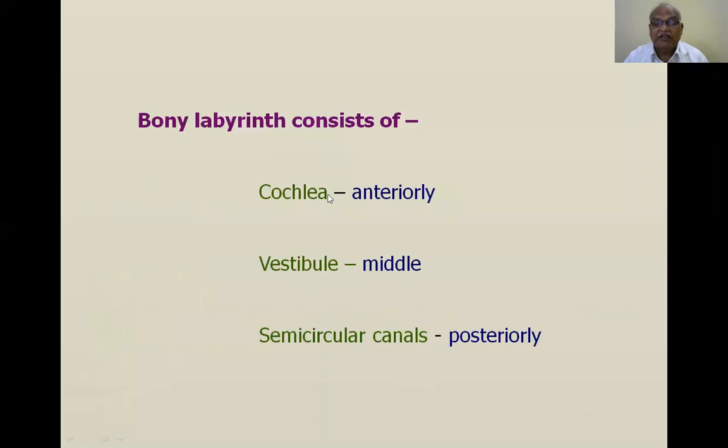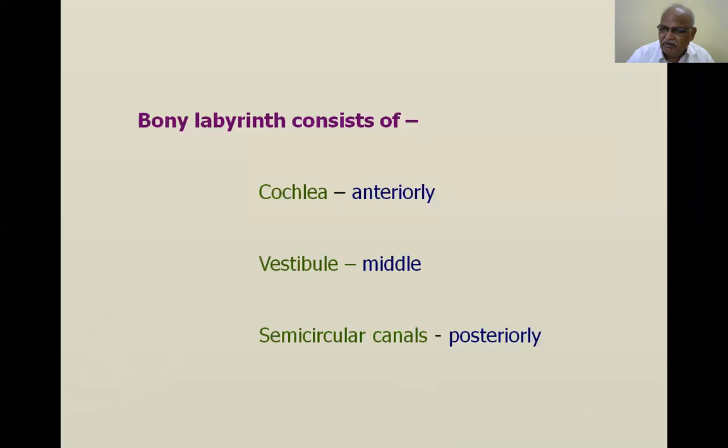So the bony labyrinth consists of cochlea anteriorly, vestibule in the middle, semicircular canals posteriorly. This is the standard classification given in all of your textbooks. I have shown you which is semicircular canals, which is vestibule, which is cochlea. Cochlea is a rounded one, with 2 to 3 turns. Vestibule is the middle part. There are 3 semicircular canals: anterior, posterior, lateral.